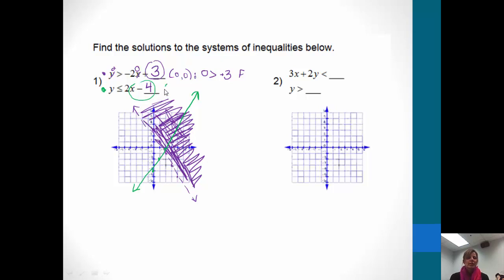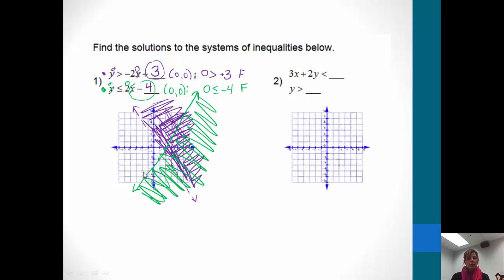Alright, so now again we get to test 0, 0, and when we do that, if I plug 0 into both of those places, I'm going to get 0 is less than or equal to negative 4. Is the mouth eating the bigger number? Nope, so this is also false, so I'm not going to shade the side of my green line that has 0, 0. I'm going to shade the other side.